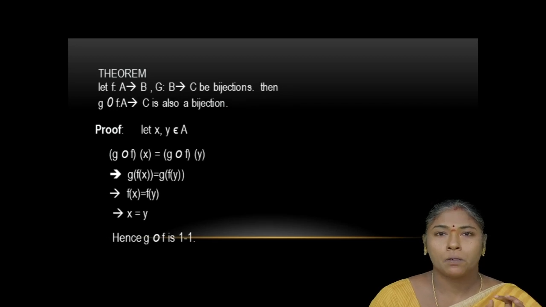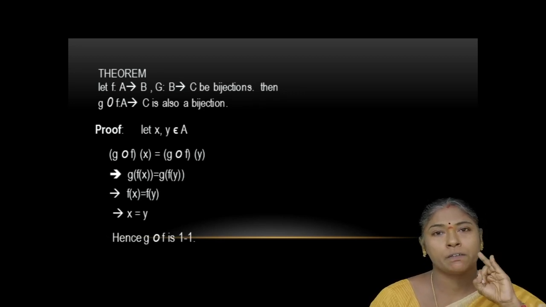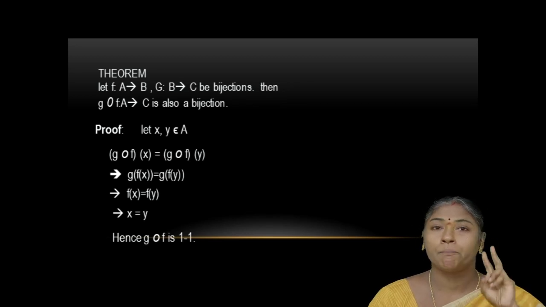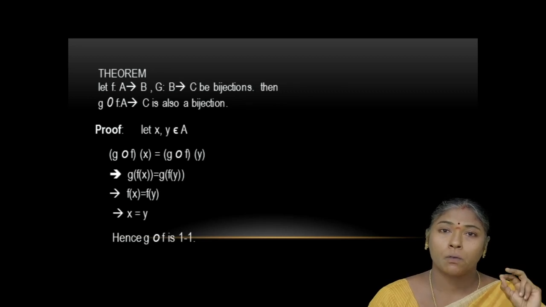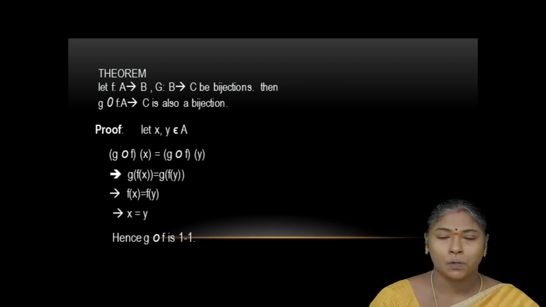Now let us see about a theorem. Let f from A to B and g from B to C be bijections. Then you have to prove that g circle f from A to C is also a bijection. அதாவது என்ன கொடுத்திருக்காங்கன்னா f from A to B and g from B to C are bijections. ரெண்டு bijective function கொடுத்திருக்காங்க f உம் g உம். So both f and g are 1-1 and onto. You have to prove that g circle f from A to C is also a bijection.